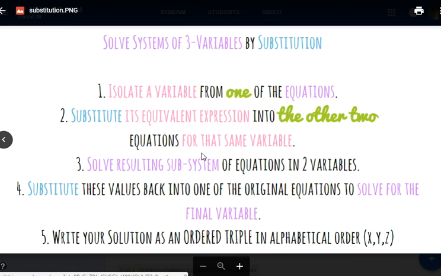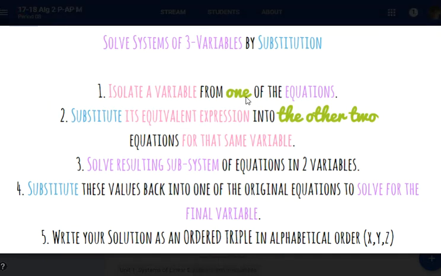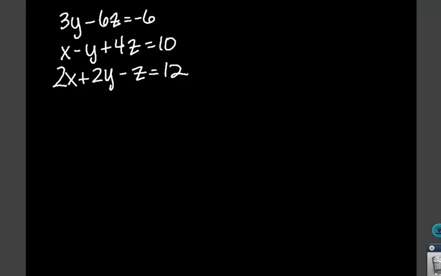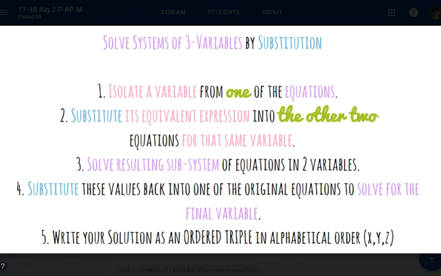This is the method of substitution. So it says isolate a variable from one of the equations, substitute its equivalent expression into the other two equations for that same variable. So that's exactly what we did. I chose to isolate y so that I could plug it in to both of these other two equations for y, so that it would match exactly these instructions.